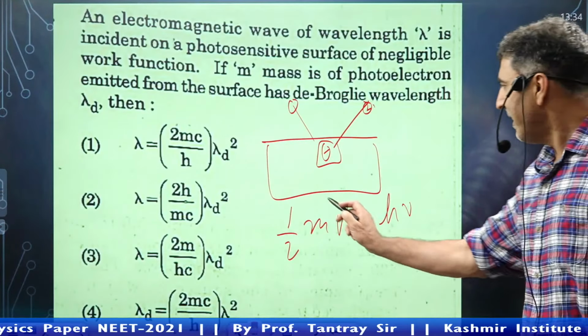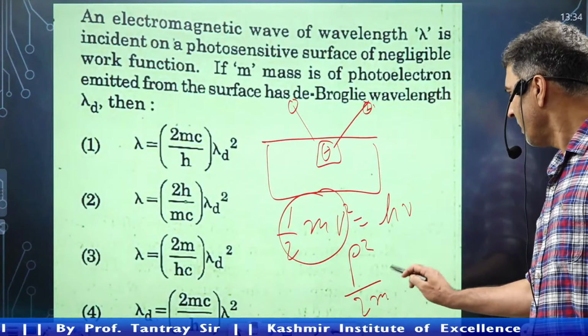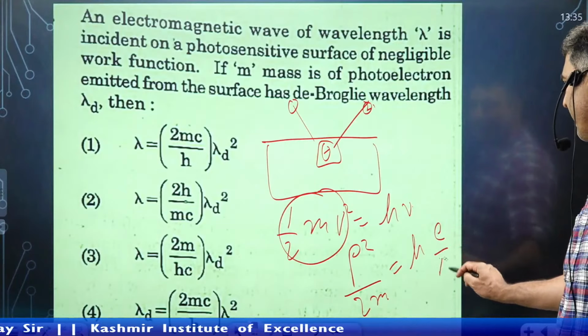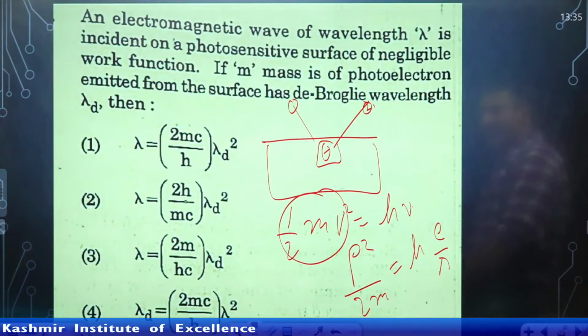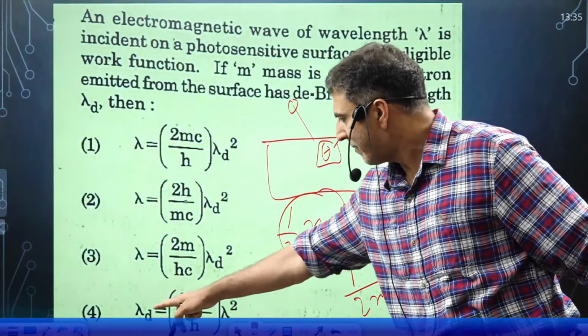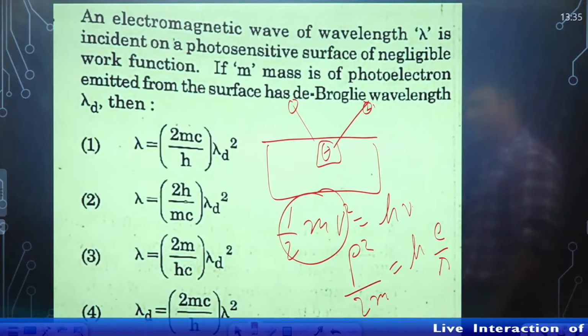Now here I can write kinetic energy p square by 2m also is equal to h nu. Here nu, frequency, I will write c by lambda. And then I have to find, what should I find? I will find lambda. Okay, I will find lambda because lambda d is only at one place. And then I will see what should be the right answer.